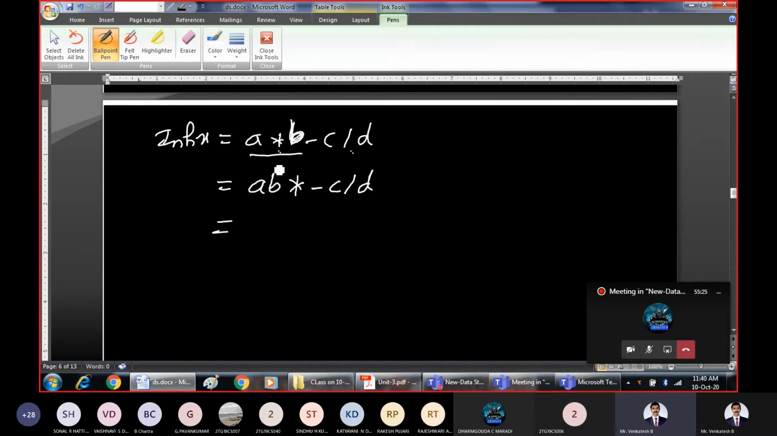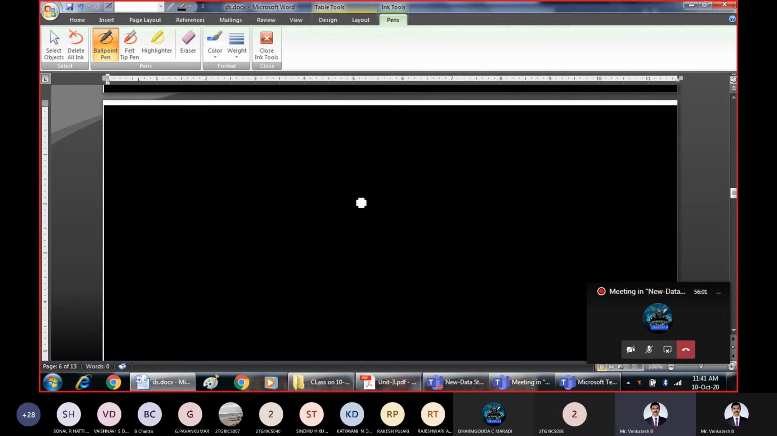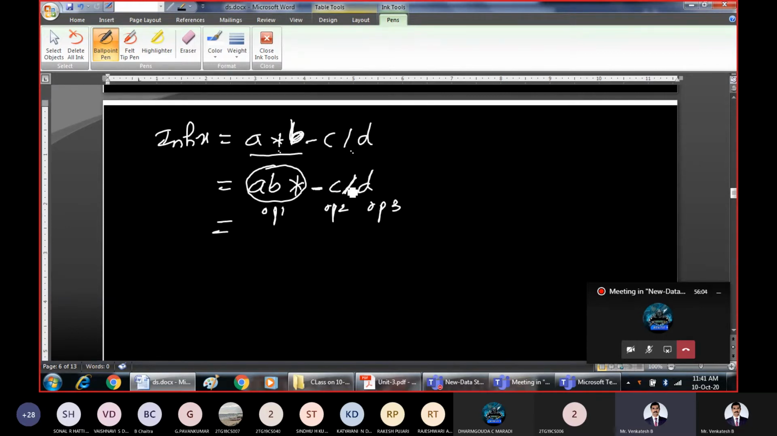Then this entire thing is one operand, this is another operand and this is another operand. Now we have three operands and two operators. Which operators are left now? Once you convert that to postfix, you should simply ignore this star, because it becomes an operand itself, it gets merged into an operand. You should not concentrate more on that. Now, among minus and division, which has the highest priority? Obviously division.